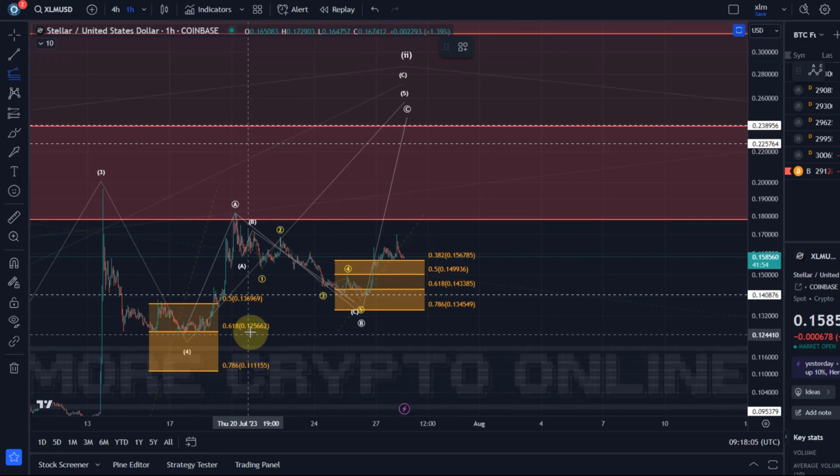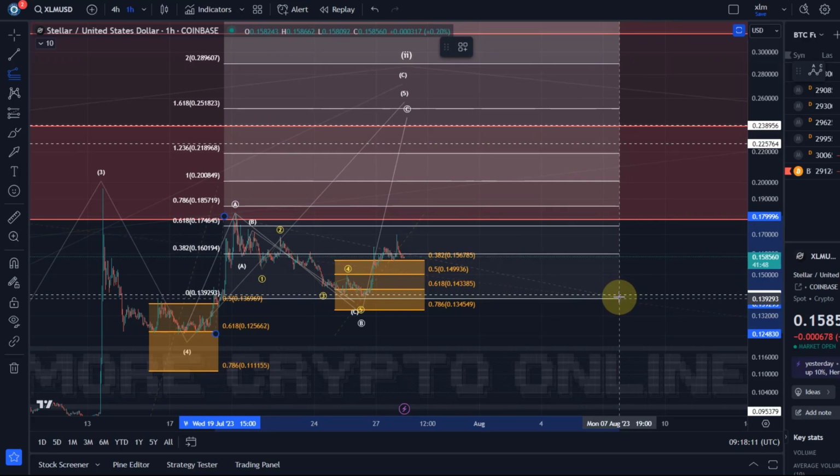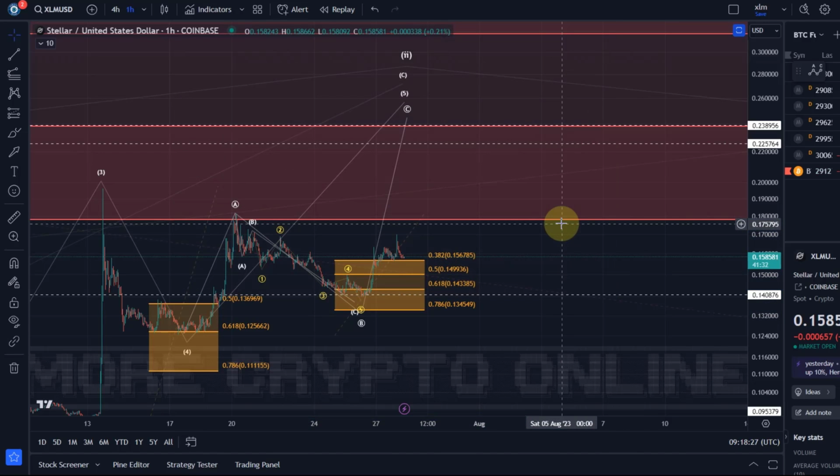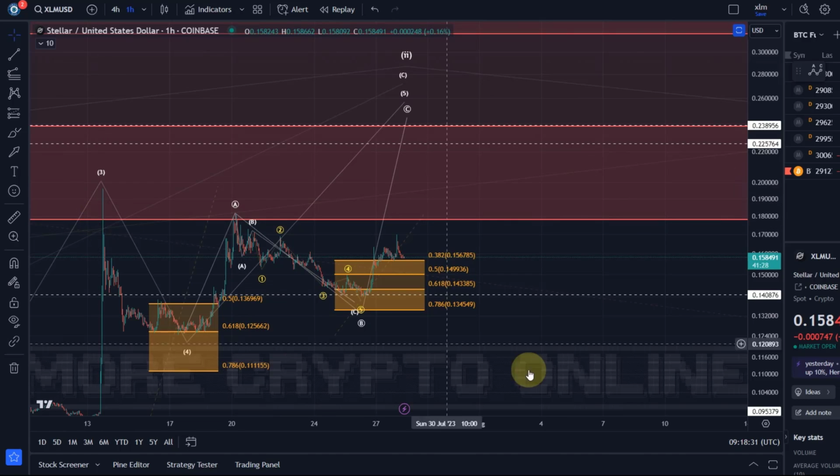Now, if we deal here with an ABC structure in wave 5, then the target for the C wave would be the 1-to-1 ratio, at least the first one. That's around 20.2 cents. So we'll certainly pay attention to that level on the way higher. And there is resistance around 17.5 to 18 cents, because this is structural resistance as well as larger Fibonacci resistance here. We got rejected a few times.